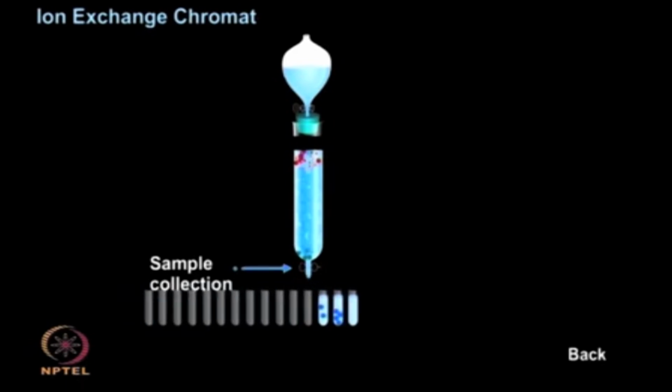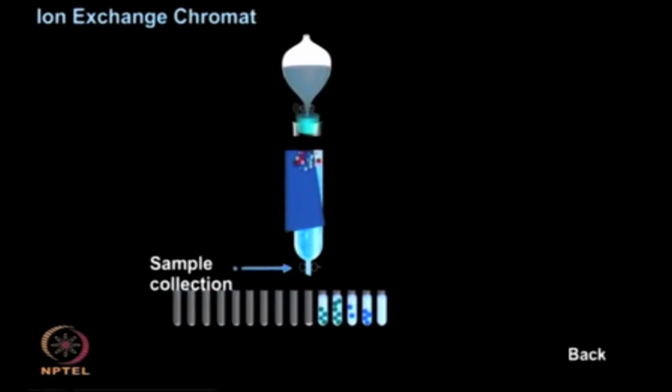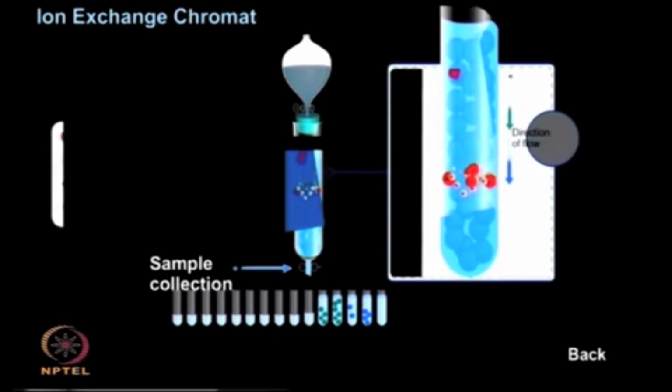The fractions of appropriate size must be collected and analyzed for their protein contents. The negatively charged proteins which get eluted first will be present in the initial fractions, while the positively charged proteins that bound to the column are eluted in later fractions.